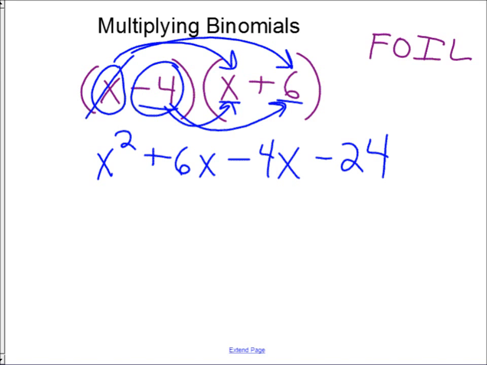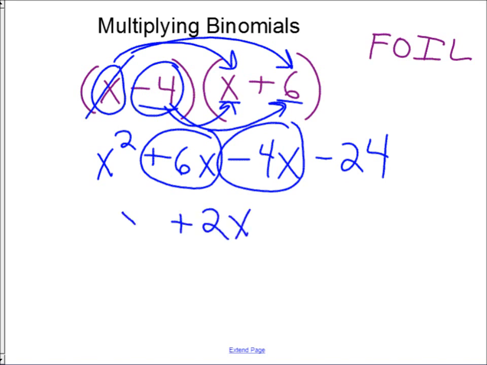Again, we took each term of the first polynomial and multiplied it to each term of the second polynomial. Now, once you multiply polynomials, you should look to combine like terms. In this particular case, we do have 2 terms that are like, and when we combine them, we get a positive 2x. So I'll bring down my other 2 remaining terms, and this will be my final answer: x squared plus 2x minus 24.